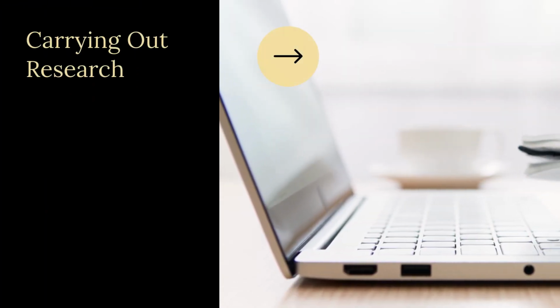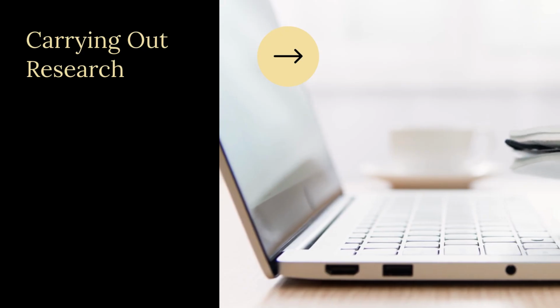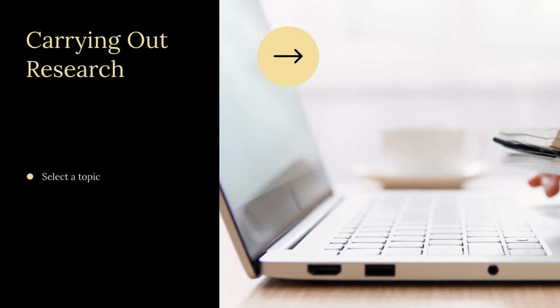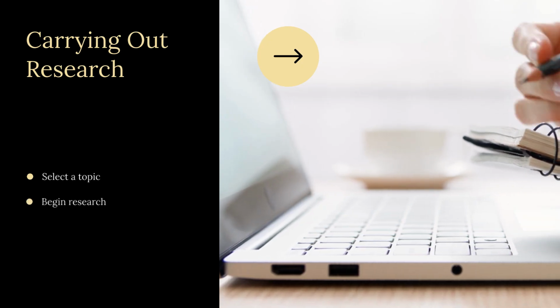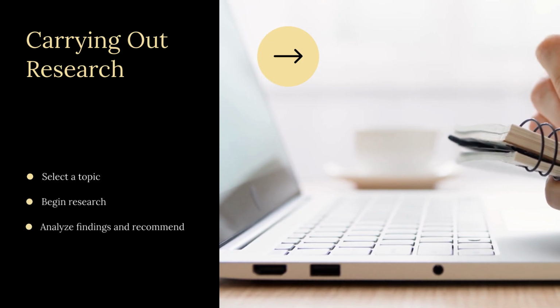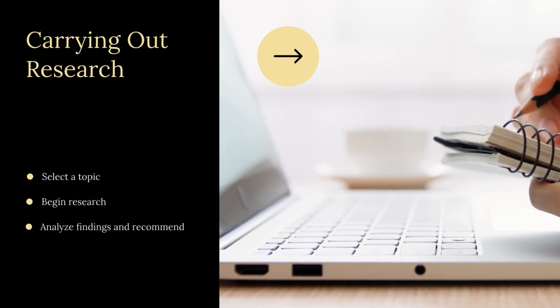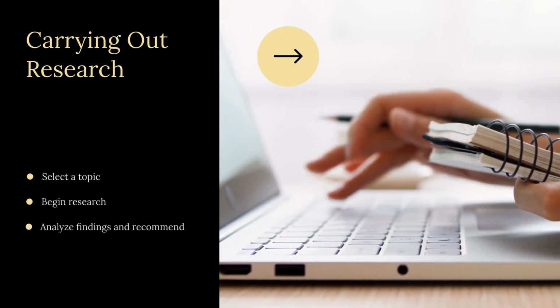Once your topic is selected, begin the research process. Include an introduction, aims, and objectives. Conduct a literature review to understand existing knowledge. Use primary and secondary data collection methods. Analyze findings and conclude with recommendations.